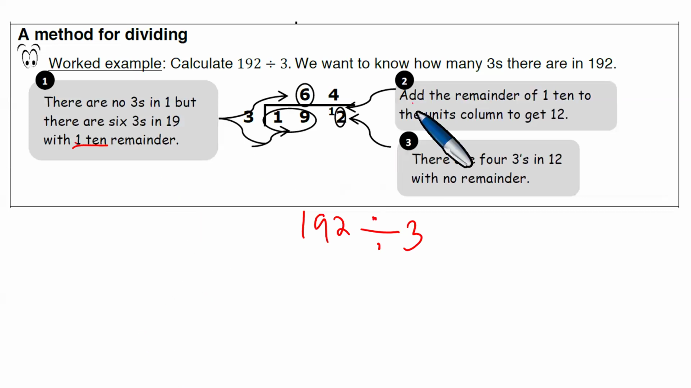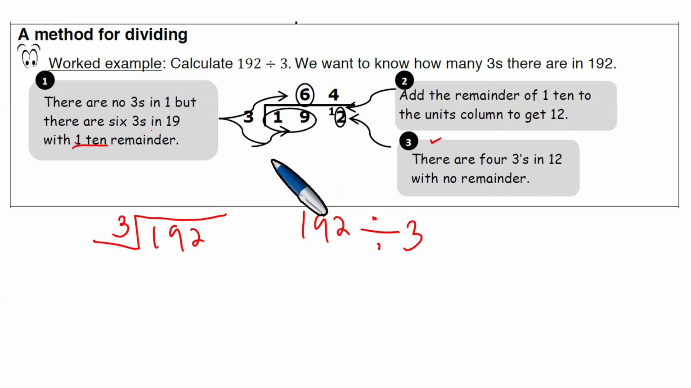So now we come here. That was step 1. Step 2, add the remainder of 1 ten to the units column to get 12. Step 3, there are 4 3's in 12 with no remainder. A very interesting technique of division. Let's recap on this method of dividing, but I know very well that you can do this with ease. It is the same as the long division you do in high school. So you have 192, you divide by 3.